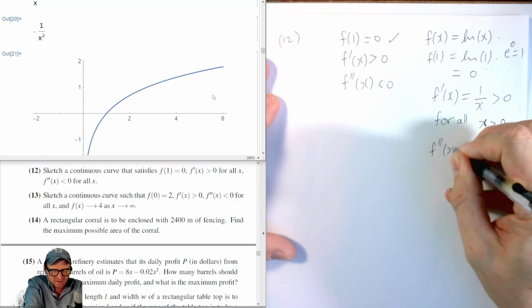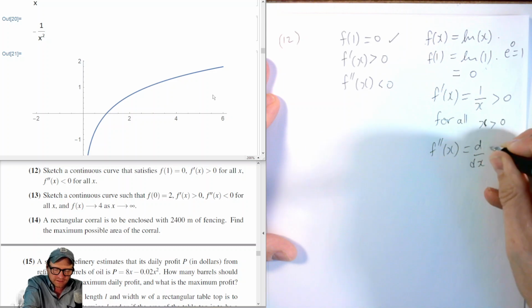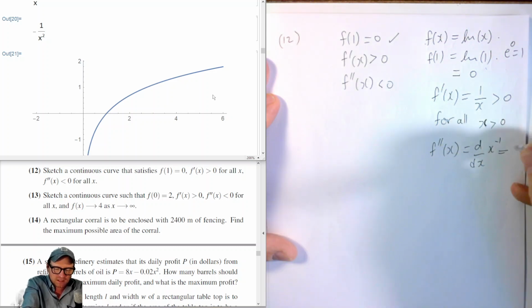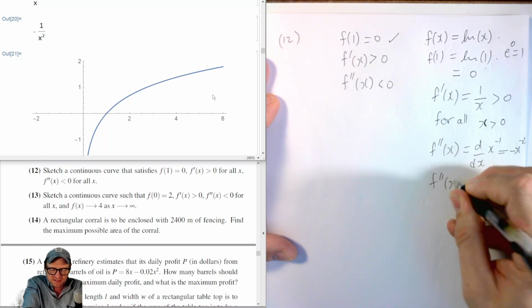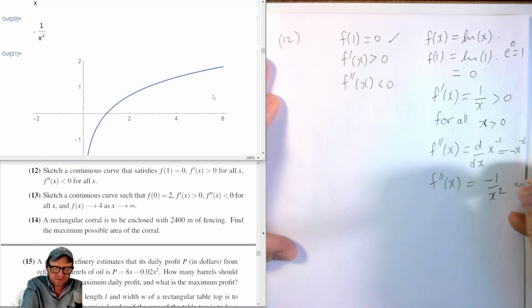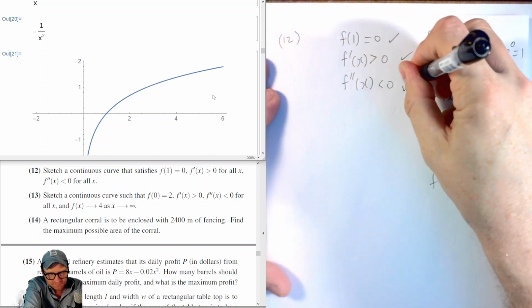So f double dash of x is equal to the derivative of x to the minus 1. So I bring the minus 1 down, and we have minus x to the minus 2. And so we can write this, f double dash of x is minus 1 on x squared. And so this is negative for all positive x. So it satisfies all of these.